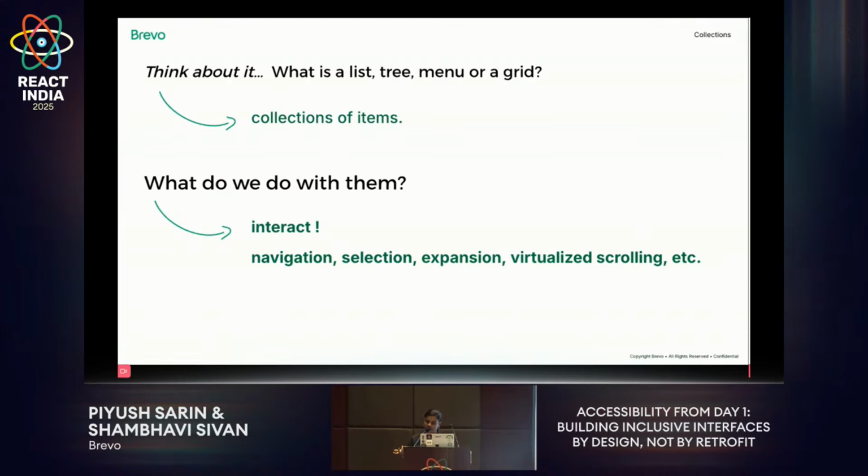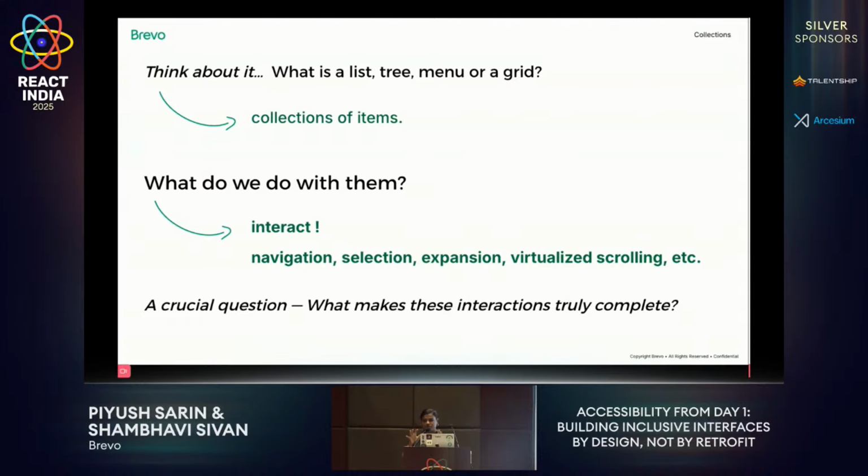And what kind of interactions do you do? You can navigate through it using your keyboard. You can select something, you can expand it, you can collapse it. If you have a long list of items, you can virtualize them and scroll through them and so much more, right? So they're basic interactions that we all know, isn't it?